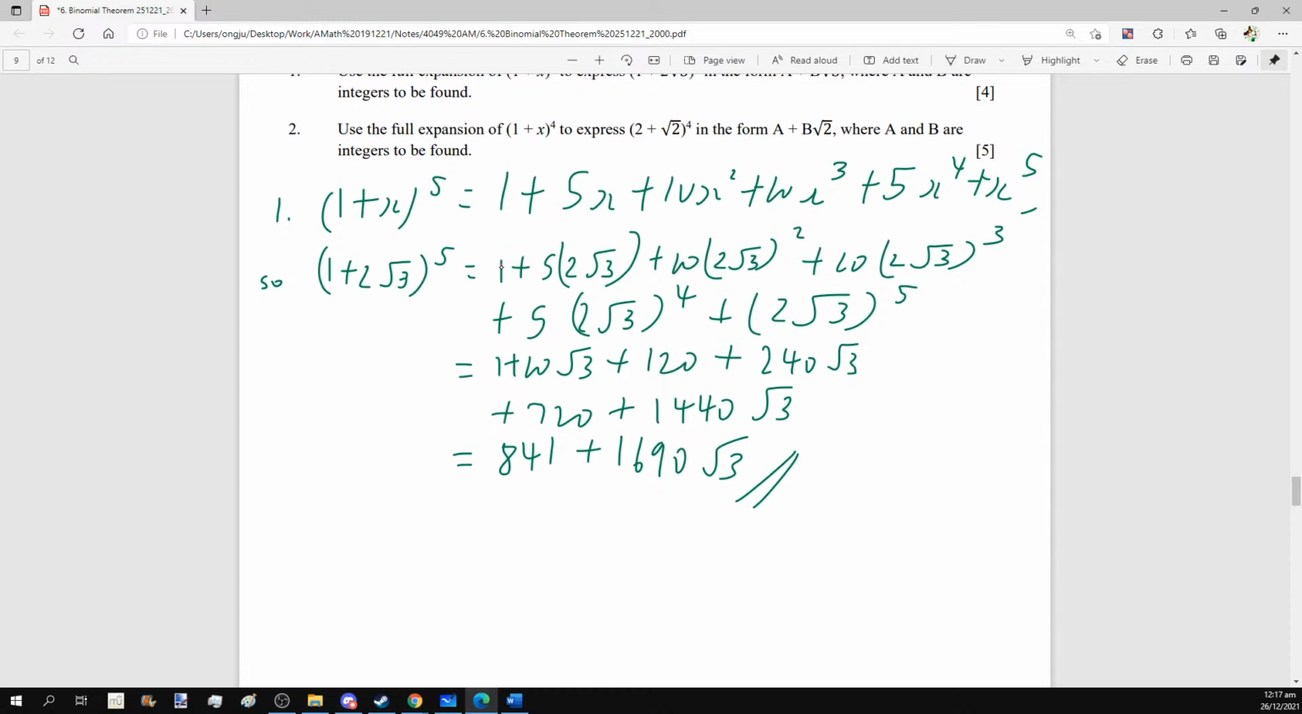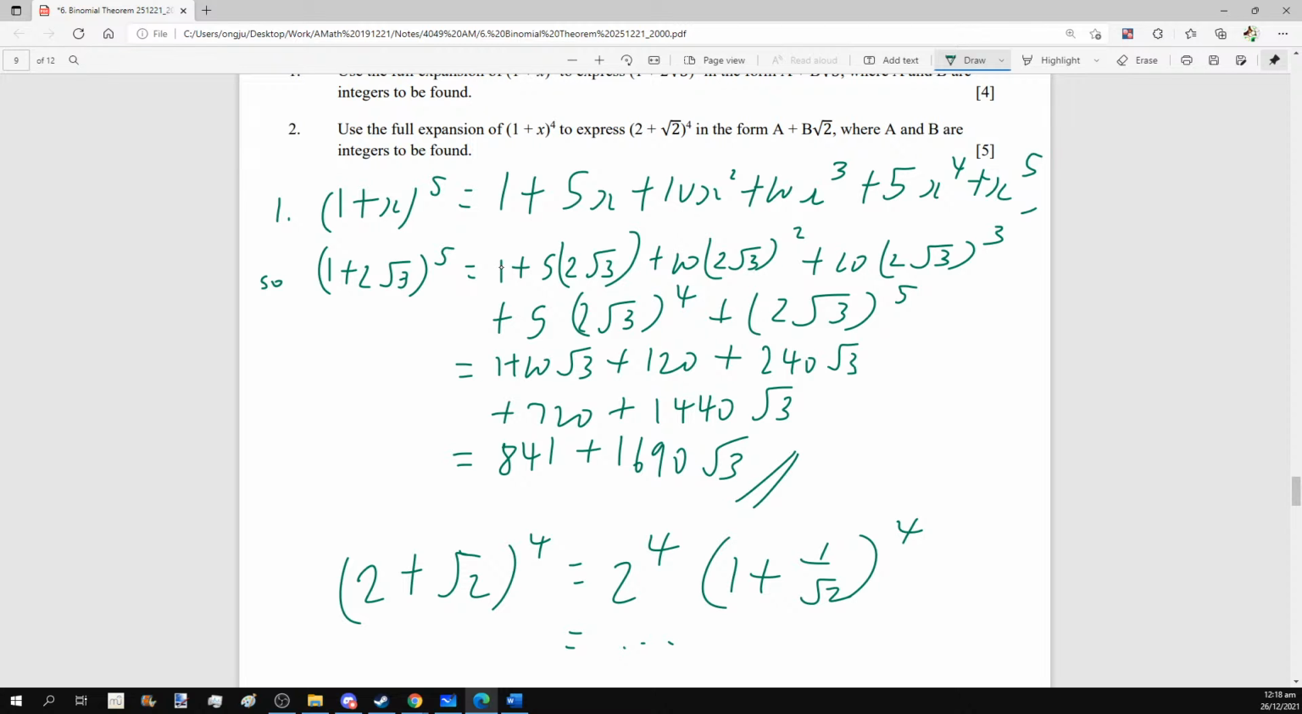Right, so question 2 will be similar. For question 2, one trick you can use is to simply factorize out the 2, and then work from there. I feel like that will be easier.